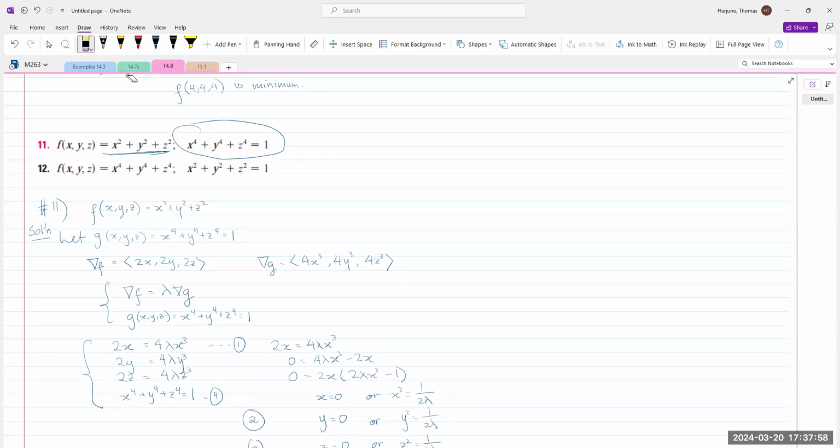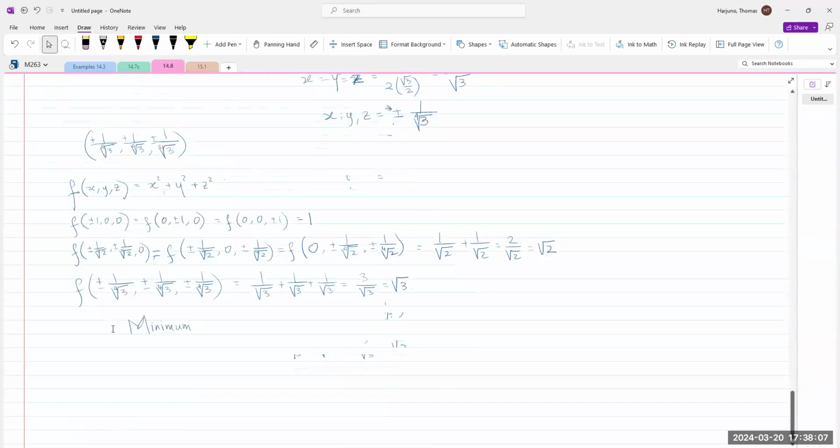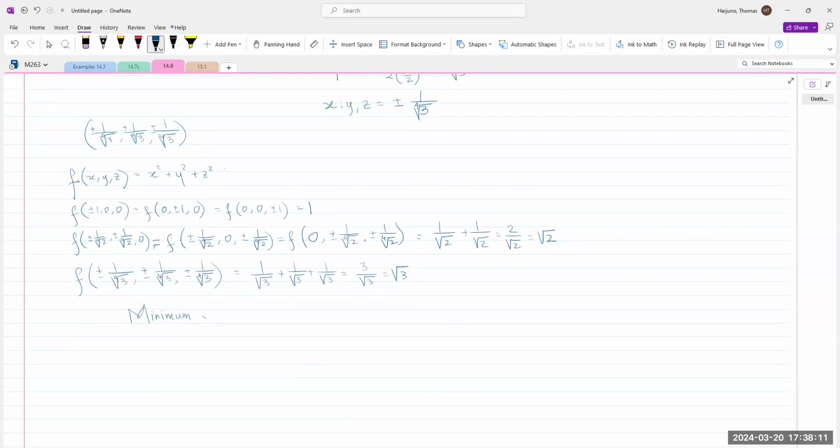Okay, so it has to be on the cube, but what is the radius of the circle? Okay, the radius squared of the circle. Okay, the minimum value of f is 1 at plus minus 1, 0, 0; 0, plus minus 1, 0; 0, 0, plus minus 1. The maximum value of f is square root of 3 at plus minus 1 over 4th root of 3, plus minus 1 over 4th root of 3, plus minus 1 over 4th root of 3.